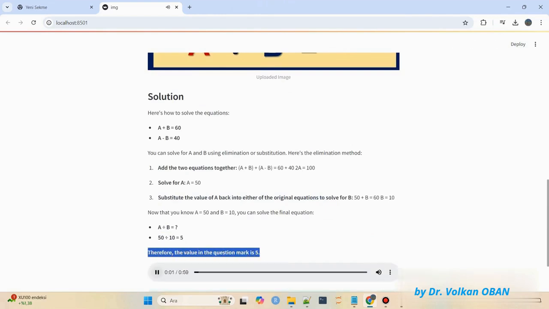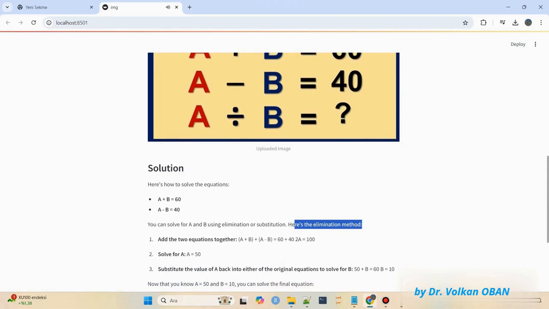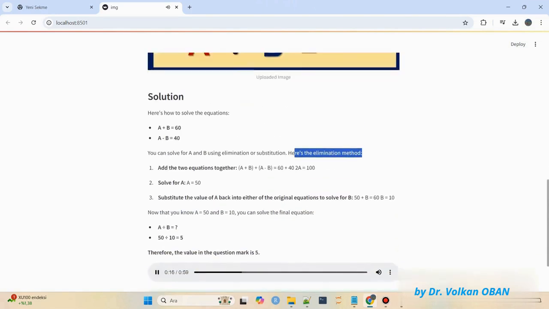Here's how to solve the equations. a plus b equals 60. a times b equals 40. You can solve for a and b using elimination or substitution. Here's the elimination method. 1. Add the two equations together.